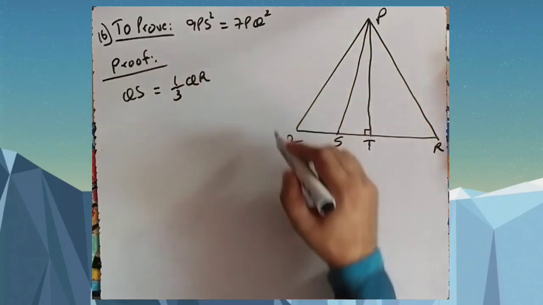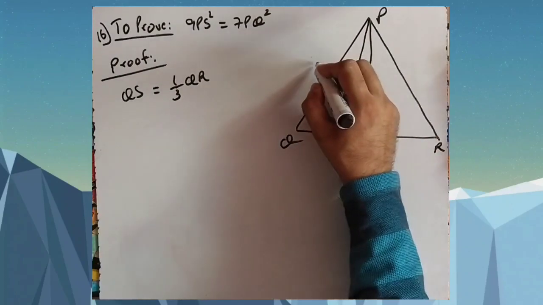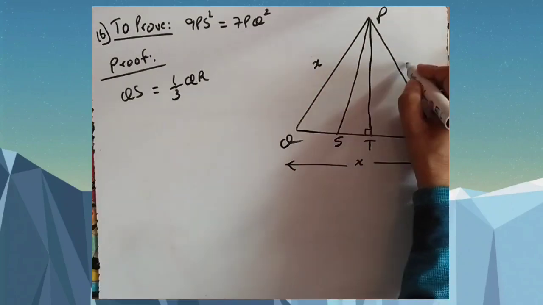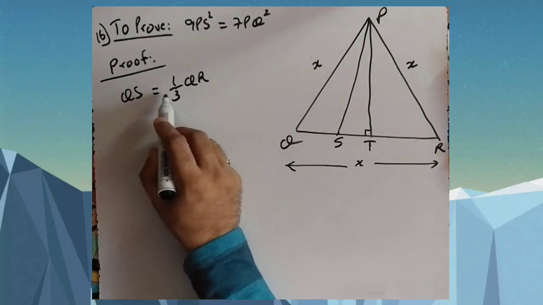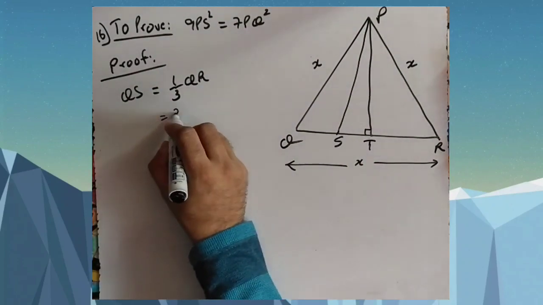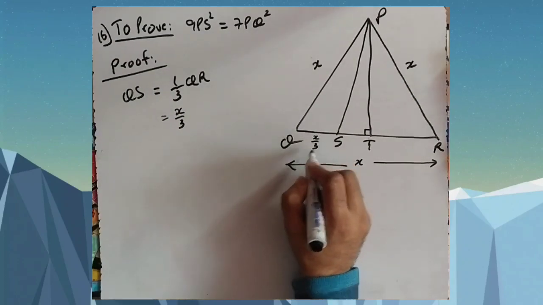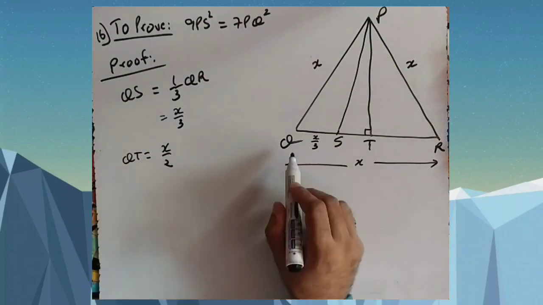Because triangle PQR is an equilateral triangle, all the sides are equal. Let us consider all the sides as x units. QS is 1/3 QR, so QS will become x upon 3. QT will become x upon 2.